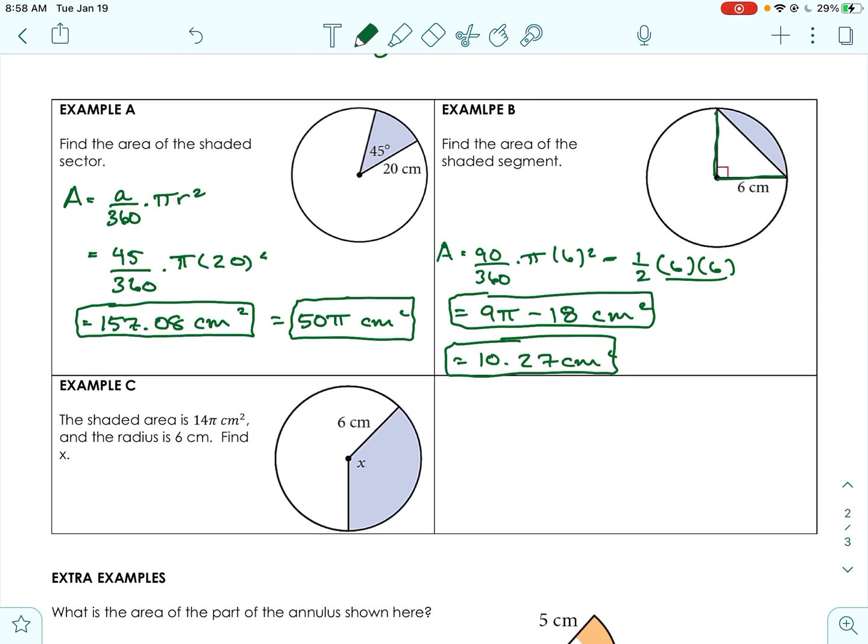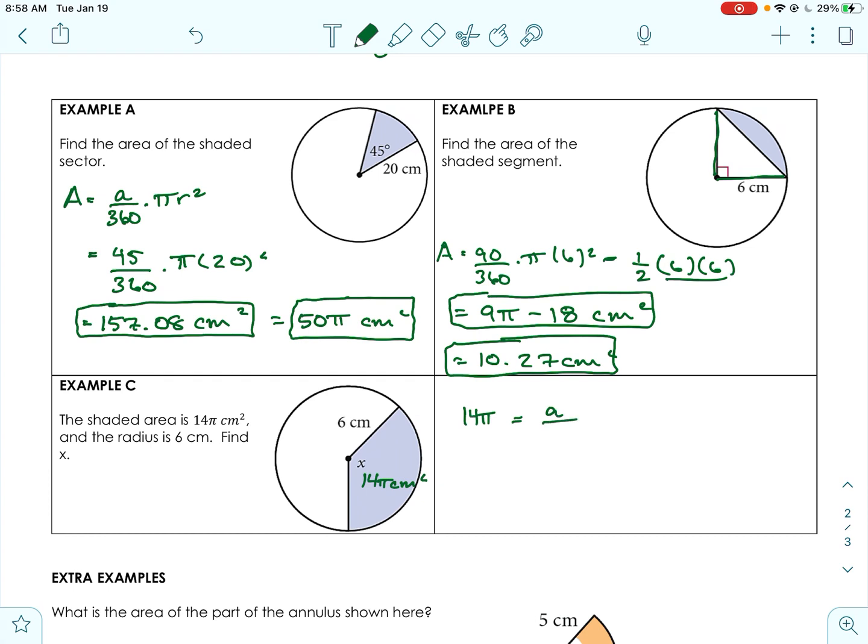If we take a look at example C, it says find the shaded area is 14 pi centimeters squared. So it's saying that this area is 14 pi centimeters squared, and it says the radius is 6 centimeters. It wants us to find x, the central angle. So we'll do this work over here. So we know that the area is equal to 14 pi.